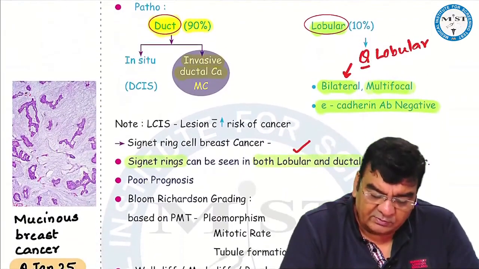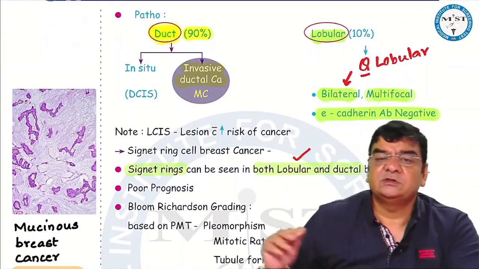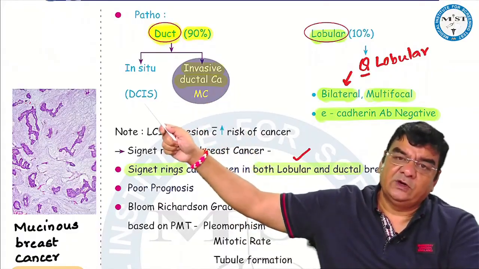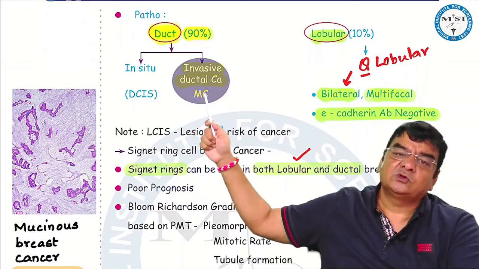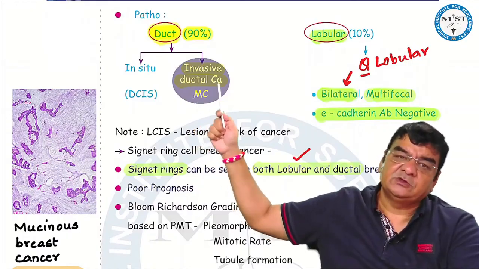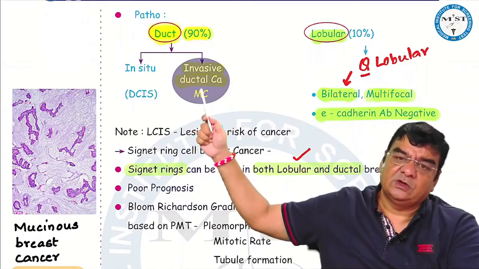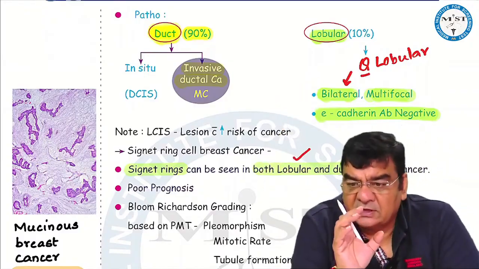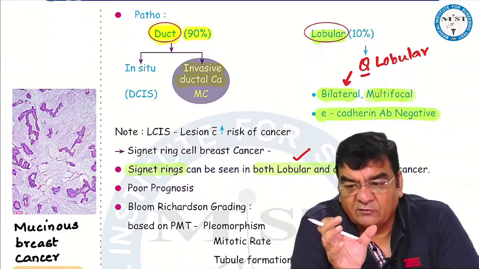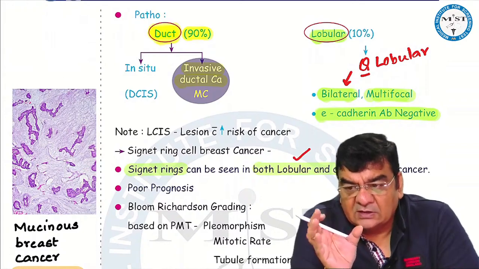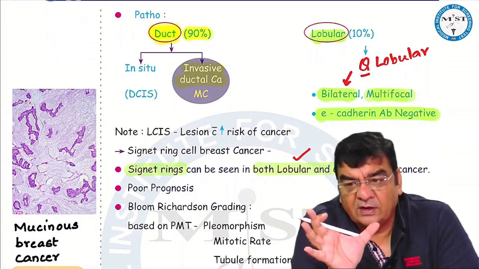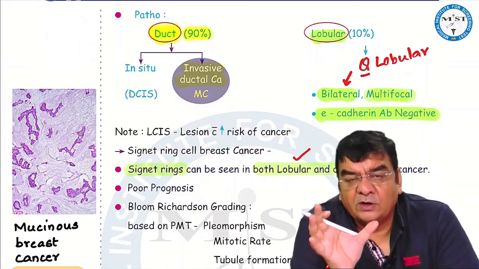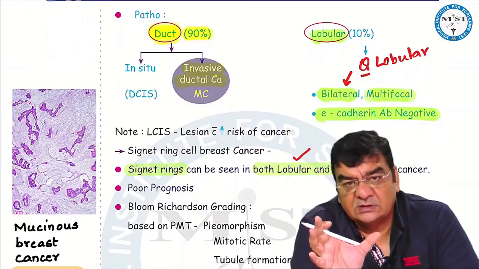Pathologically, if we take a look at breast cancer, 90% are from the duct, and they can be ductal carcinoma in situ when it has not invaded the basement membrane, or most often it has invaded the basement membrane, so it's an invasive ductal carcinoma. 10% of breast cancers can be lobular. Lobular breast cancers are E-cadherin negative, so the cells are scattered. That is why multicentricity and bilaterality are more common in lobular breast cancers.